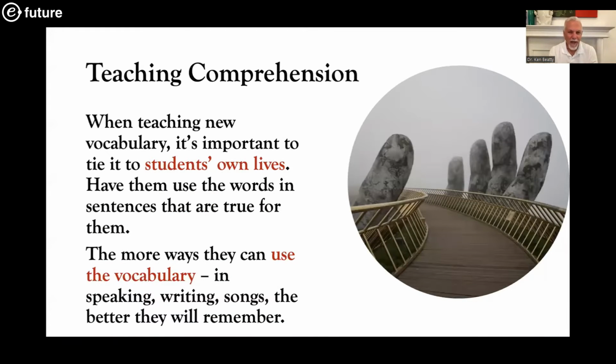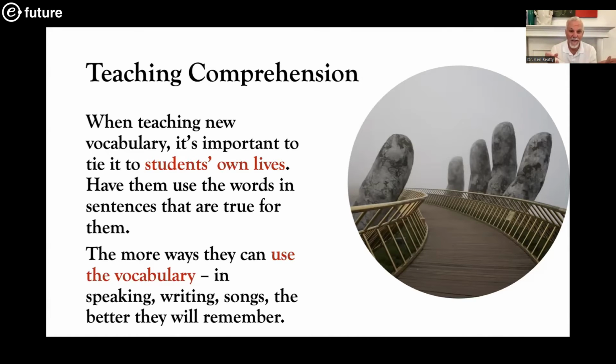How do we teach comprehension? When teaching new vocabulary, it's important to tie it to students' own lives. So if I was teaching the word important, what would I do? I'd say to my students, okay, everybody talk to each other. What is the most important thing in your life? What's one important thing in your life? And somebody said, oh, my dog, right? Or my telephone, or my judo class or something like that, whatever.